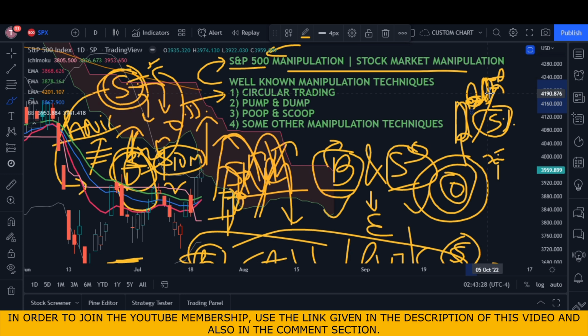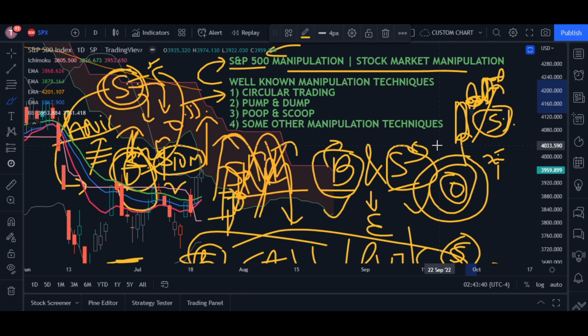I will cover the manipulation in the bear movement separately, as it is different from the manipulation in the bull movement. This is how you can identify that something is fishy, something is not adding up. If there is no news, nothing, and still the price is moving up, then there may be some kind of manipulation. Other than that, we also have insider trading, which we will cover in the other manipulation techniques.